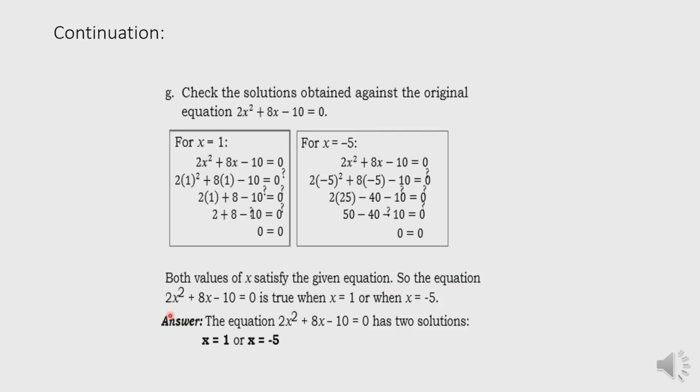So the equation 2x squared plus 8x minus 10 equals 0 is true when x is 1 and when x is negative 5. So again, there are two solutions: x sub 1 is 1 and x sub 2 is negative 5. Okay? It's easy to understand if you keep on solving quadratic equations every now and then. Okay? Thanks for listening. Hope you understand.